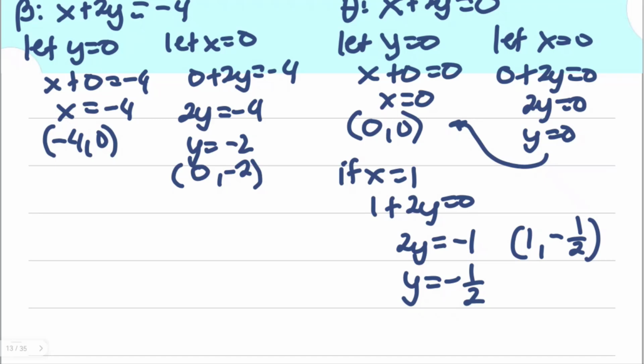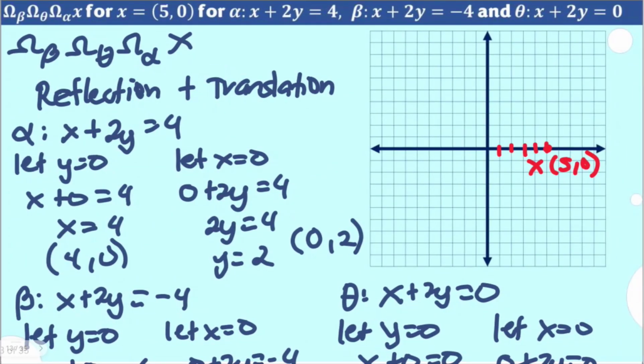Since we have all of this already, let's graph this on our Cartesian plane. For our alpha, our x-intercept is at (4, 0), and then it's at (0, 2). So if we're going to connect it with the line, assuming that I could connect it in just one attempt.